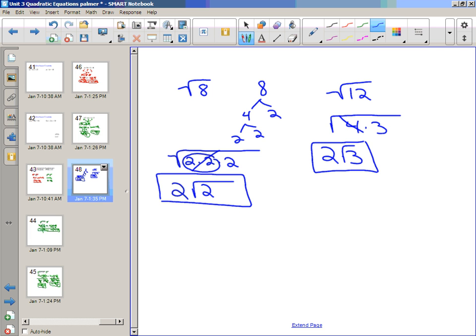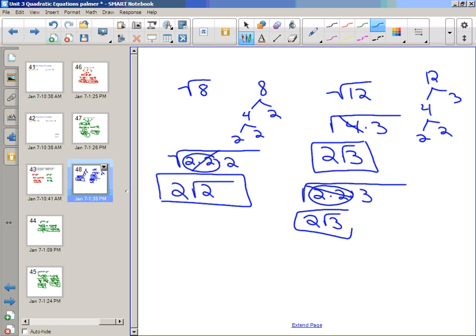Or again, if you would have written 12 and done your little factor tree like you learned in grade school, 12 is 4 times 3, 4 is 2 times 2. You can write 12 as 2 times 2 times 3. And again, you've got a pair of 2's here, so you can take those out. That's 2 square roots of 3. Just 2 different ways to look at simplifying.